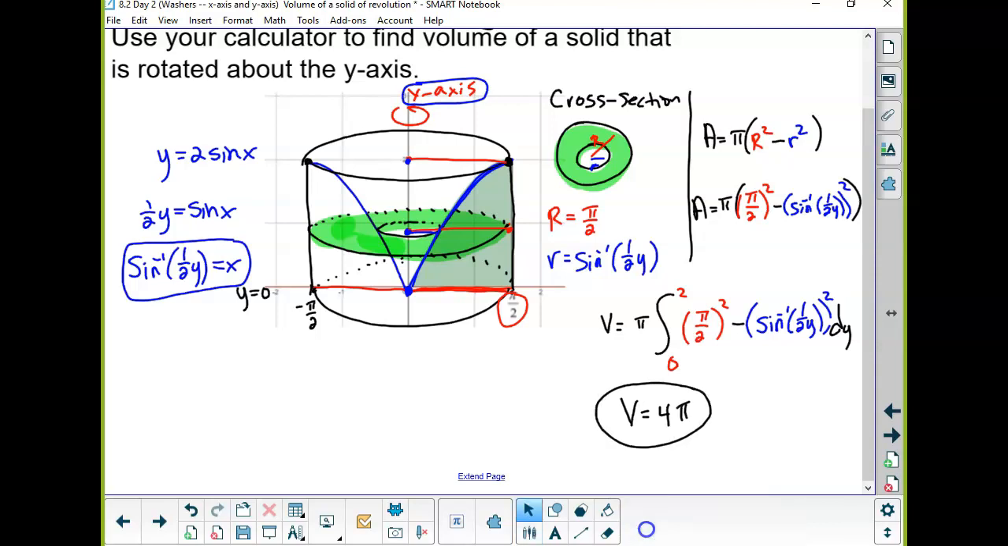And I got 4.000000. We can round that to 4. So 4 pi.